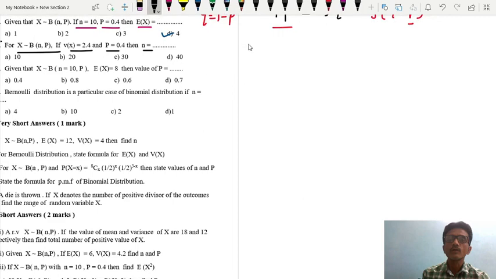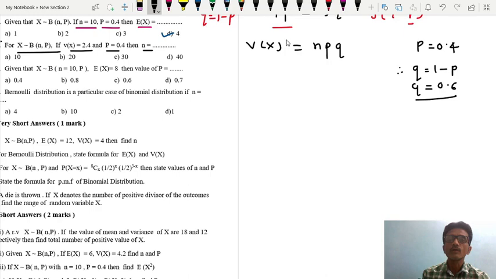Variance Vx is equal to npq. Now what is given here? P is given. As P is equal to 0.4, we can find Q. Q is equal to 1 minus P, which is 1 minus 0.4, which is 0.6. So the value of Q will be 0.6.